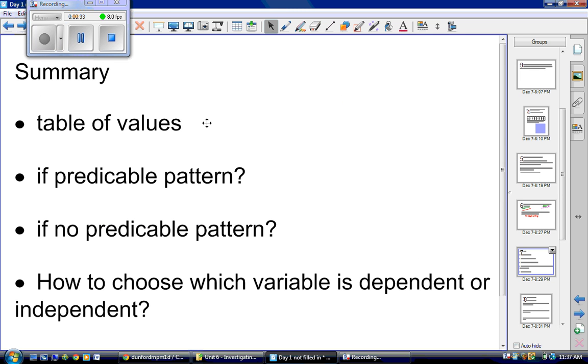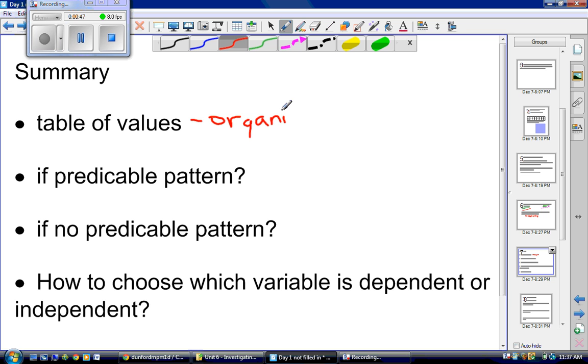So in summary, we can use this table of values to let us know about the data itself, to organize us, and make it easy to make comparisons between different data points that we have. You can also graph easily from the table of values.